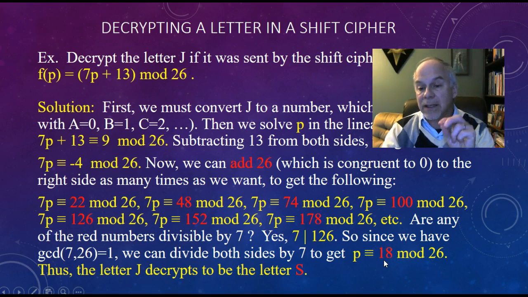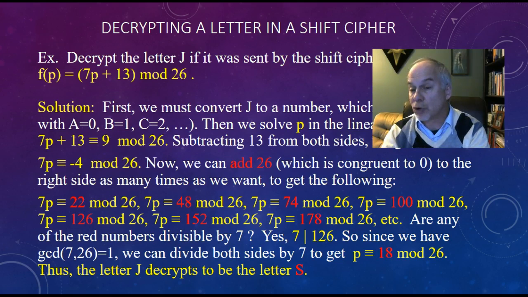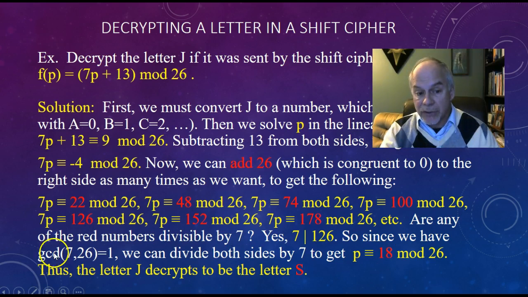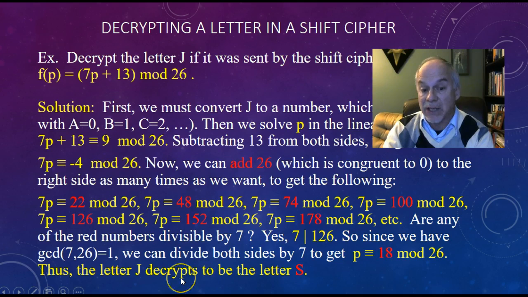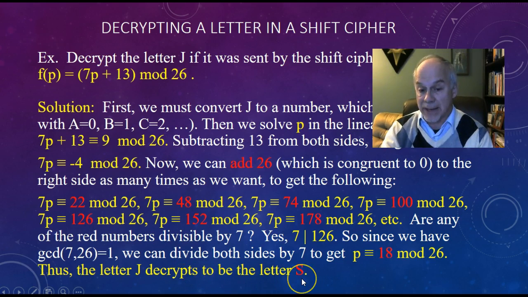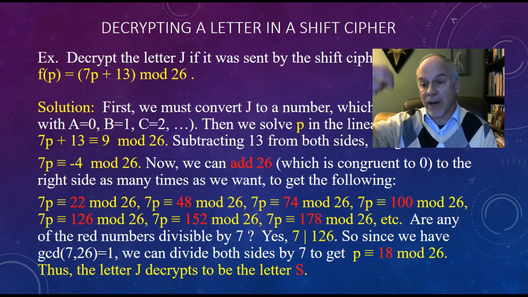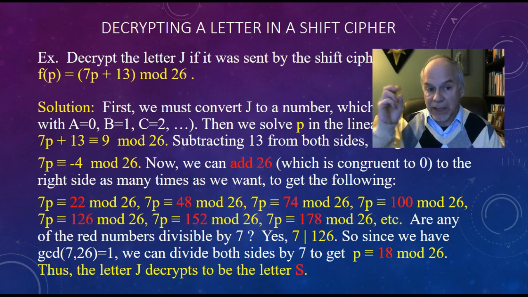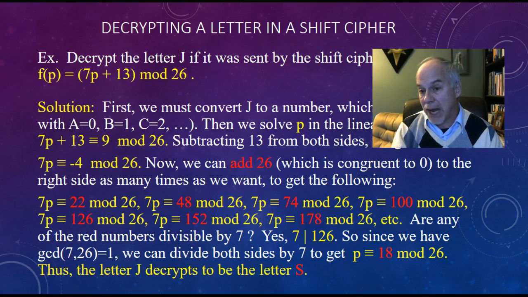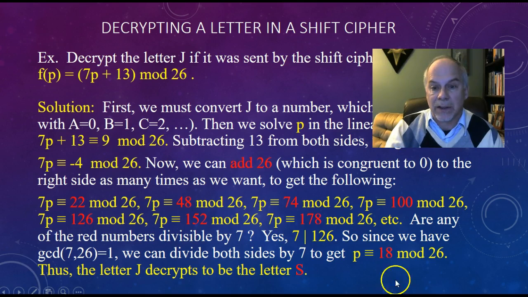So 18 is the original letter that was used to get the encrypted letter J. So thus the letter J decrypts to be the letter S. So it must be the letter S was our original letter with number 18, because when I plug in 18 into here, I will get the number 9, which was the number for J. All right, so think about that.